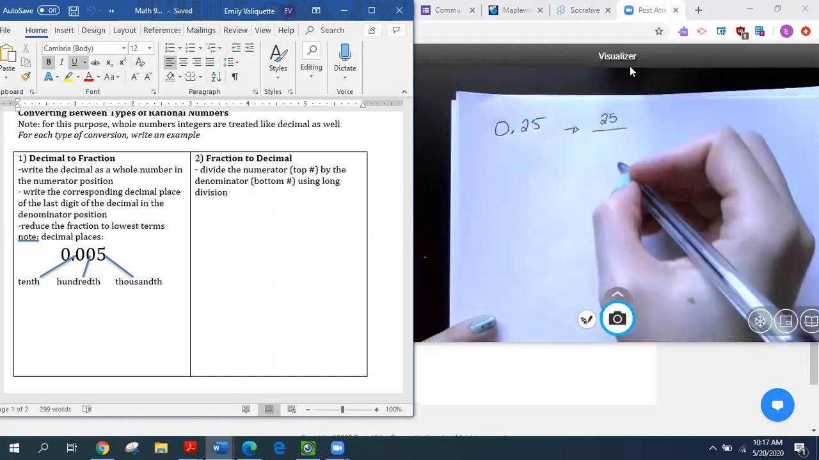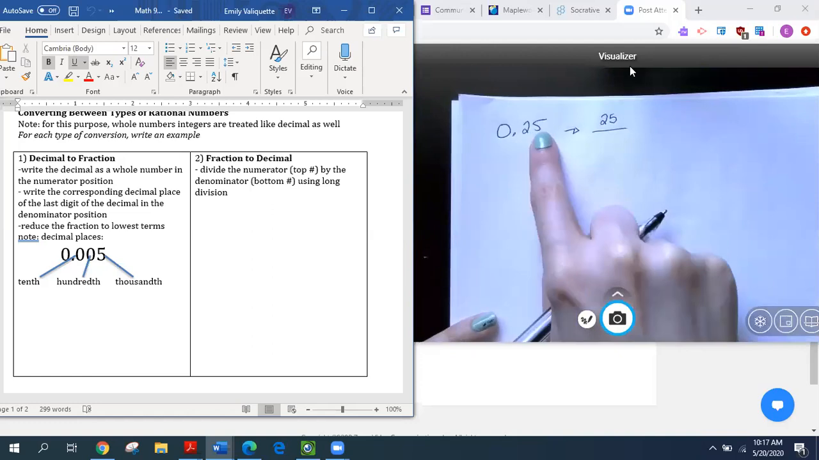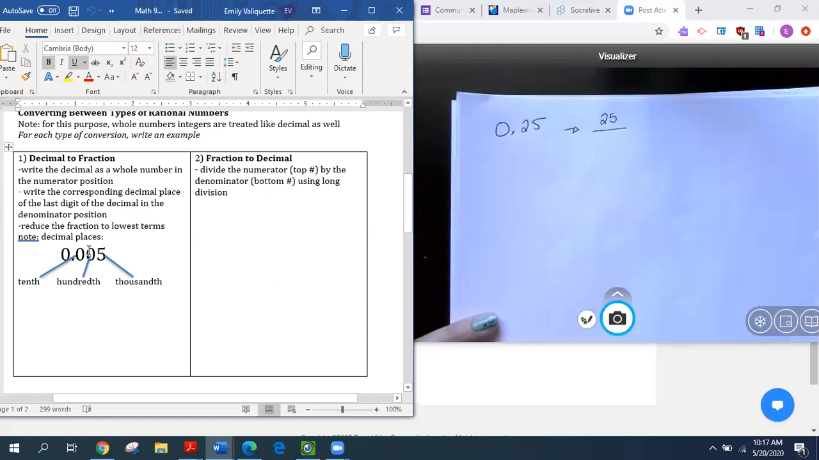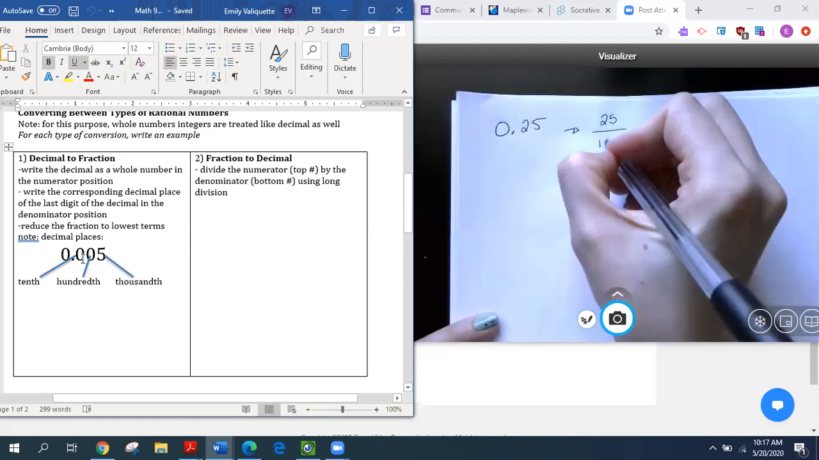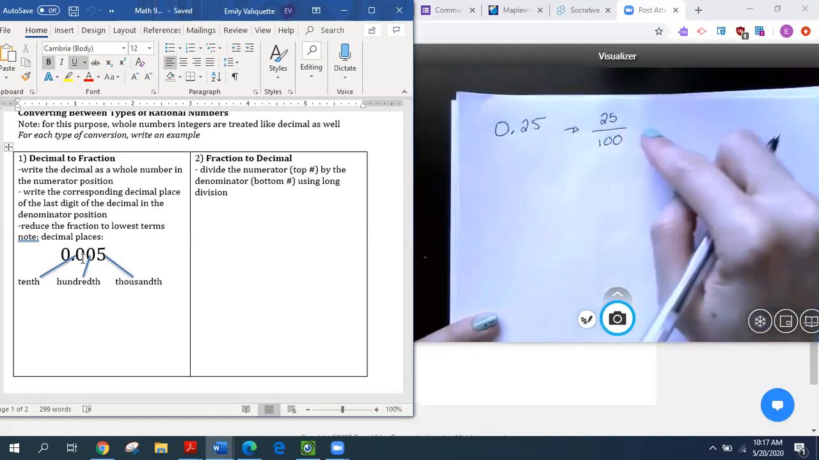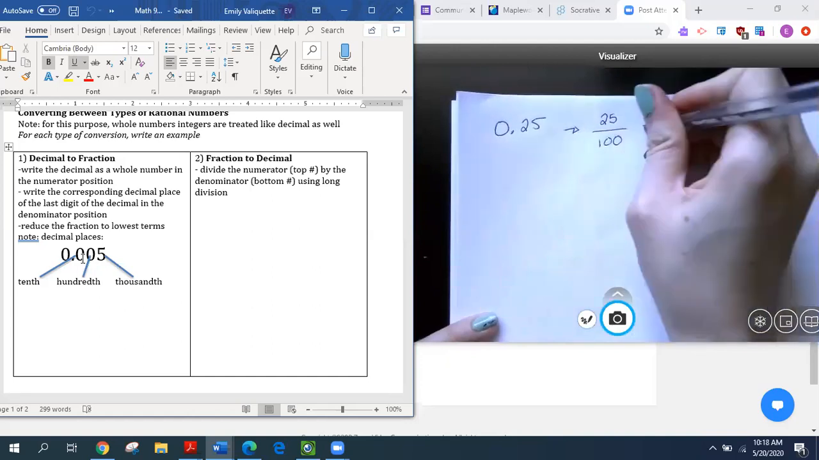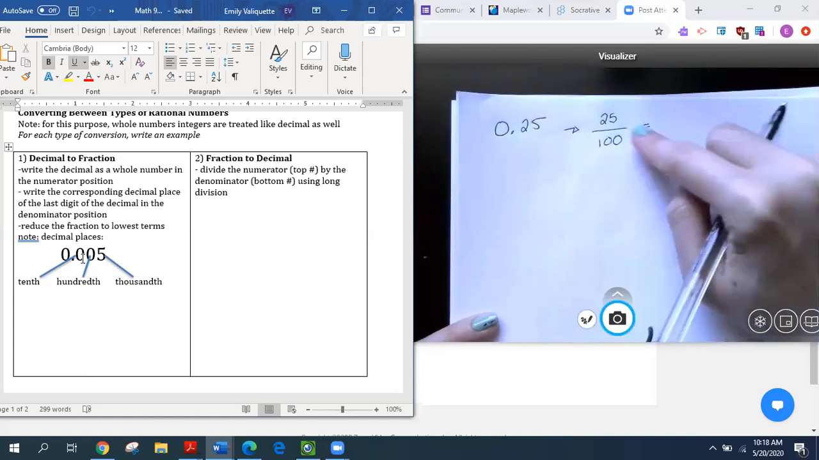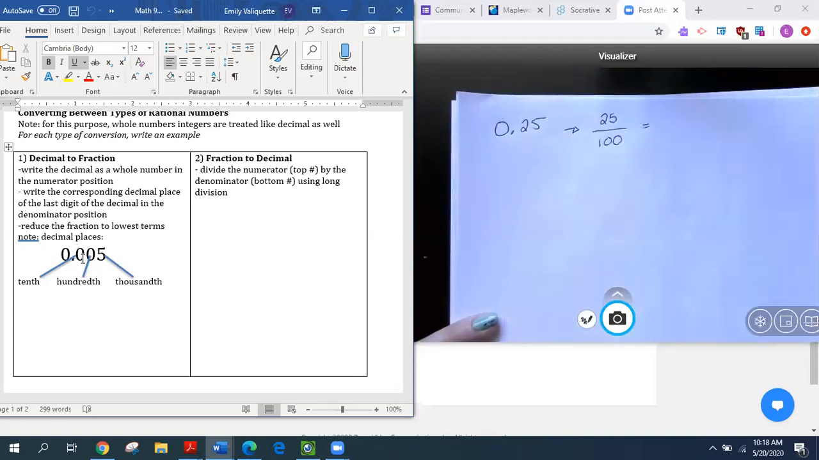And then we're going to write that in the numerator position of the fraction, so the top of our fraction. Then for the denominator position, that is based on the place of our last number of this decimal. So the 5 is in the 100th position. And so I'm going to write this as 25 over 100. And then to put this in lowest terms, all we're going to do is say, okay, well, what's the biggest number they can both be divided by?